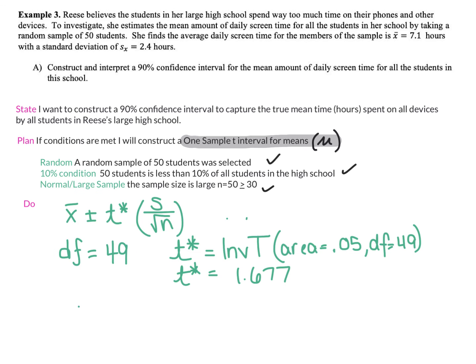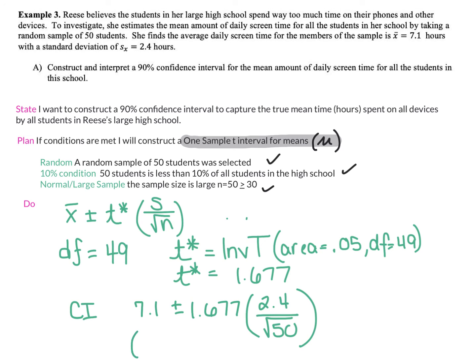1.677. So now I'm just going to substitute that. My confidence interval now would be equal to 7.1 plus or minus my t star 1.677 times the standard deviation of my sample, 2.4 hours was given in the problem, divided by the square root of my sample size, which was 50. So when I do this in the calculator, I get an interval of 6.53 to 7.67 would be the hours that our true mean falls in.